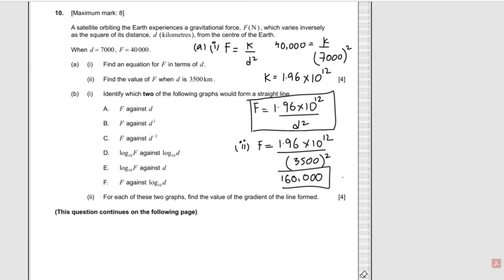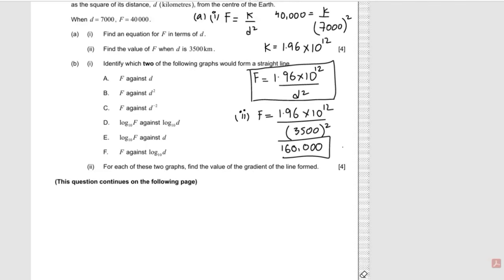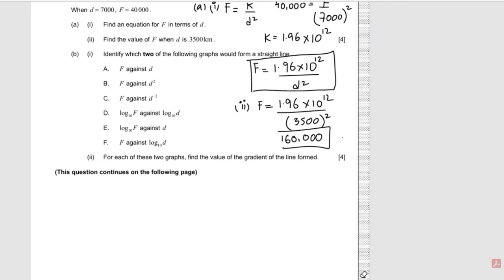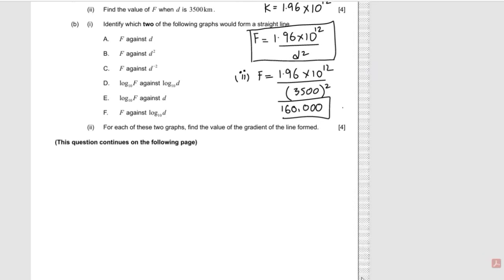So let's see the next one, part B1. Identify which two of the following graphs would form a straight line. We know the linearization process. You've done that in logarithm. Normally when you apply log, you can convert exponential functions to linear form.